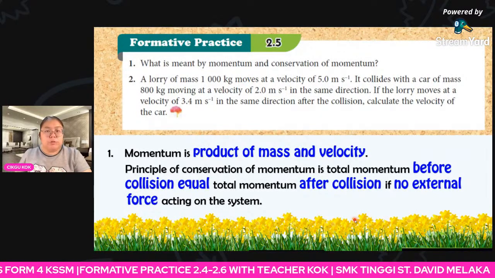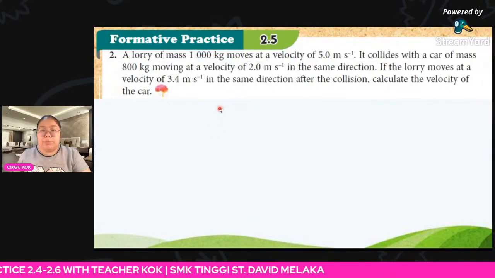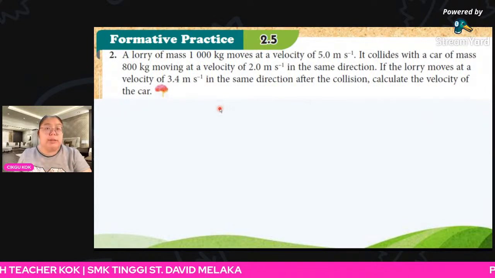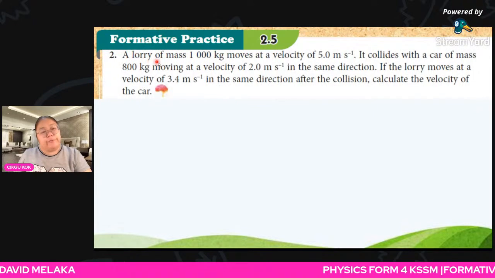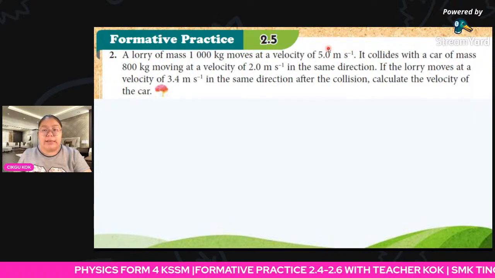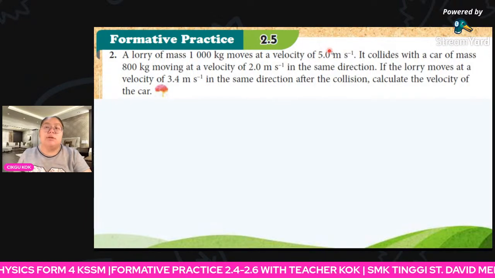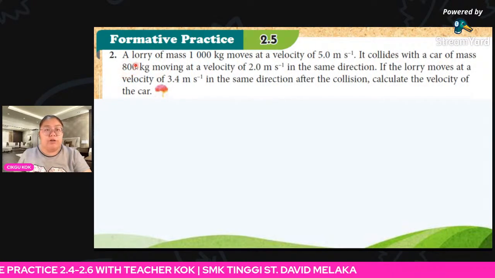Then we go to number two. It's a calculation. When we start to do a calculation, we must read the question. Number two, you need to write the info. Let's see the first one. The lorry, the mass is 1000 kg, moves at the velocity 5. That means 5 is the initial velocity. It collides with the car of the mass 800 kg.